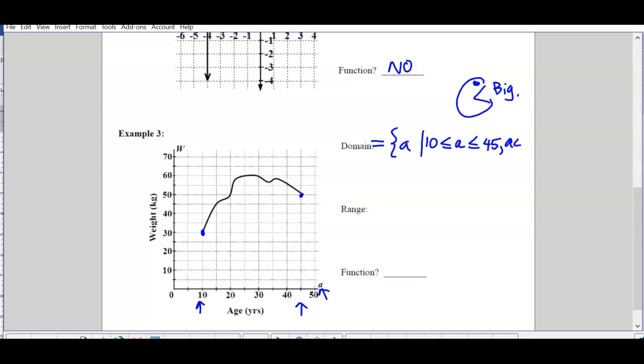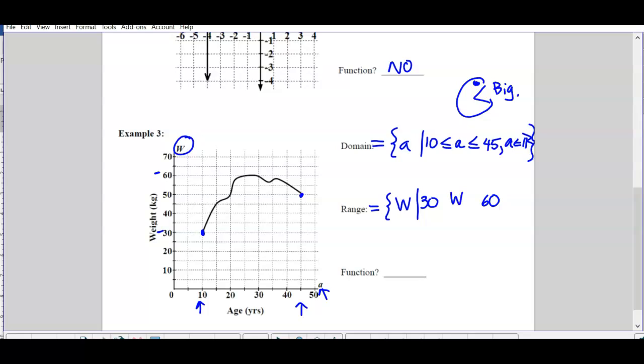And then we have a element of the set of reals. So that we call a compound statement. Range is going to be kind of similar to that. Here our range is W, and we want to look for our smallest W value, so 30, and here it looks like 60 is the biggest. So now I write out my 30 first, and my 60 second with space in between.